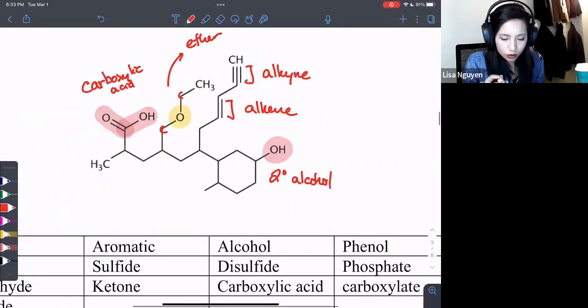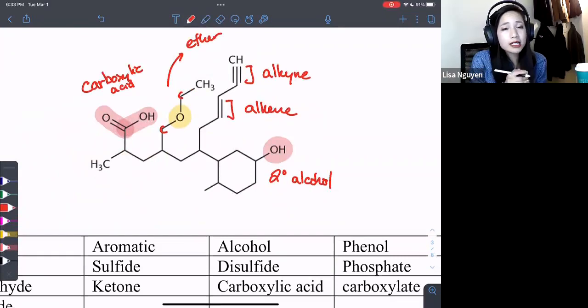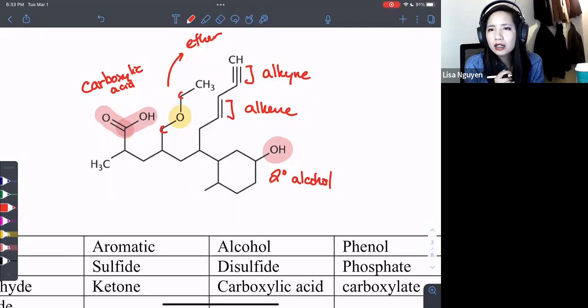And other than that, identifying functional groups on a complex molecule like this is really all I can ask you on the exam. I would never in a million years ask you how to name this. I don't even know how to name it.